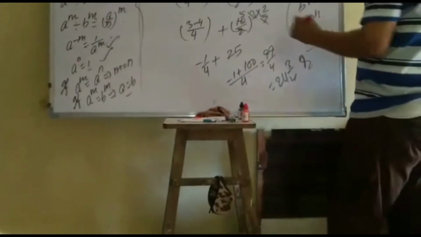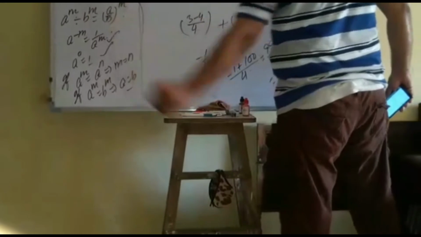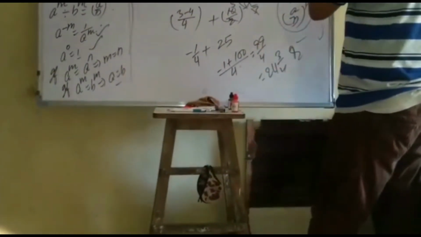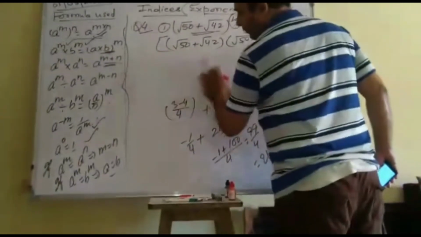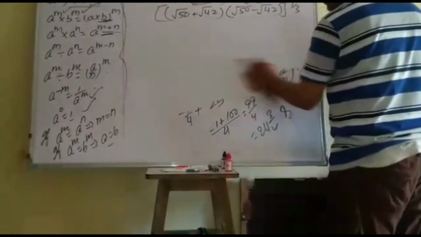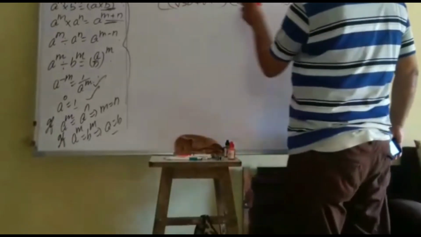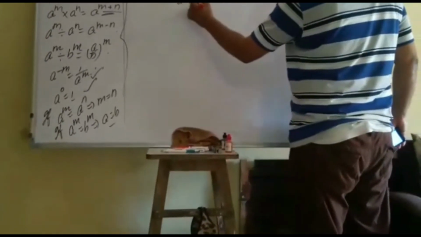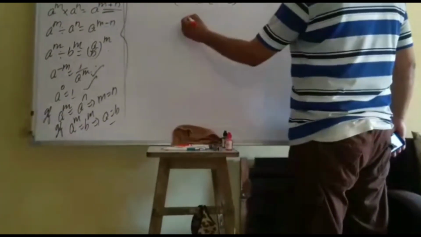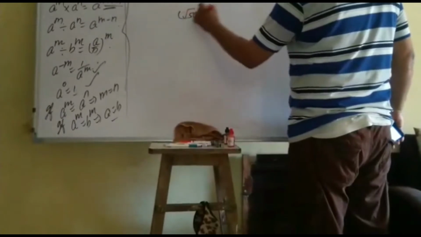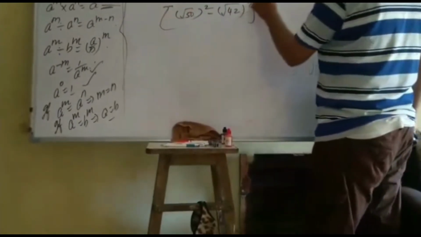Can I write that? How? Look here. This formula: a raised to power m into b raised to power m equals (a into b) whole raised to power m. Now come to the property of algebraic expression. What was that property? Look here: (a plus b) into (a minus b) is a square minus b square. Right? Whole power is 1 by 3.